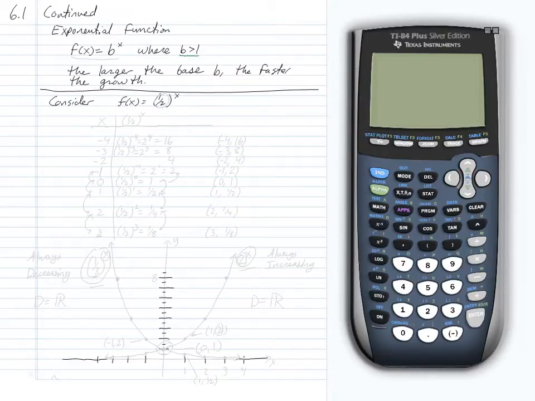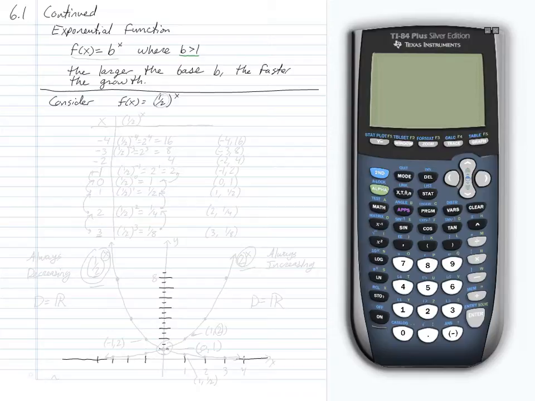Now, as x increases, we're multiplying the previous value by that base. So, for 2 to the x, when x increases by 1, y doubles. For 3 to the x, when x increases by 1, y triples. So the next value is 3 times the previous value. You can see we go from 1 to 3 to 9 to 27. For 4 to the x, we quadruple the previous value. We go from 1 to 4 to 16 to 64. And that explains why our growth is so much quicker the larger the base. So the larger the base, the faster your function will grow.